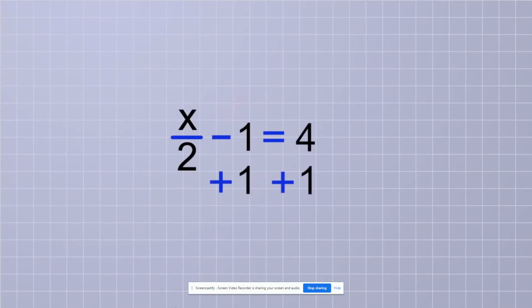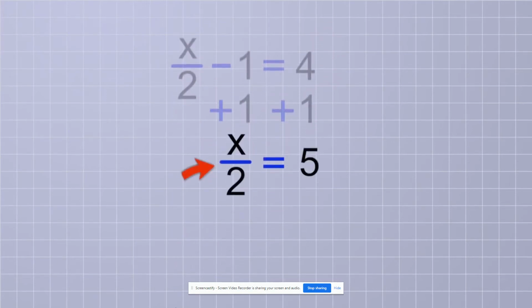On the first side, the minus 1 and the plus 1 cancel out, leaving just x over 2 on that side. And on the other side, we have 4 plus 1, which is 5. And then, to undo the divided by 2, we need to multiply both sides by 2.